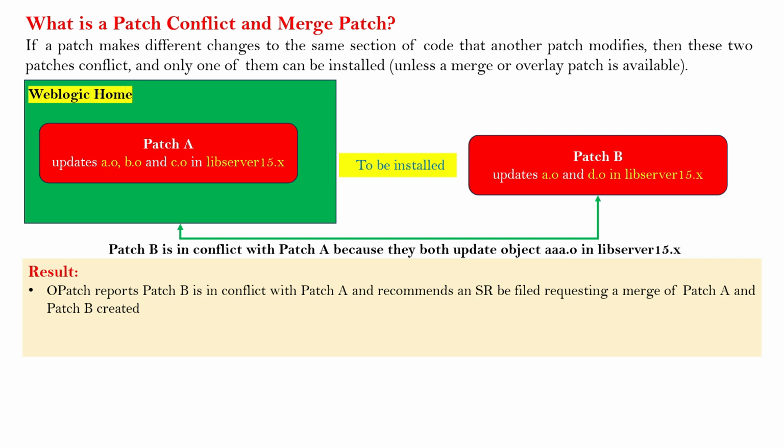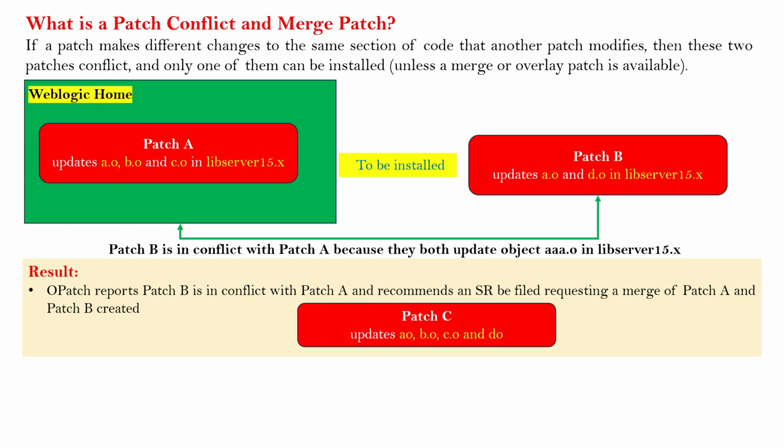So now you have to work with Oracle support. They will merge patches A and B into a single patch, maybe with the name patch C, and they will include A.O, B.O, C.O along with D.O. So in that case, you will have only a single patch, which will contain all the bug fixes from the previous patch, along with the new functionality, D.O. And now this patch is allowed to update the same part of the code.